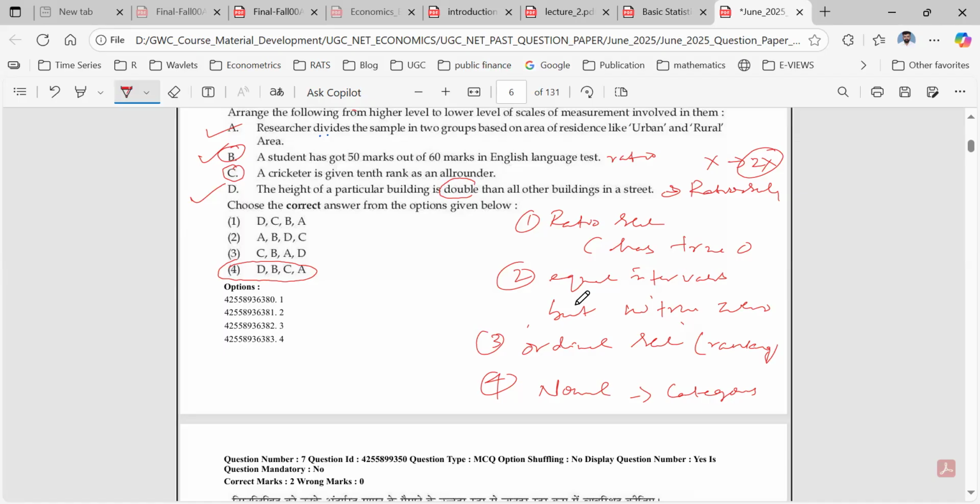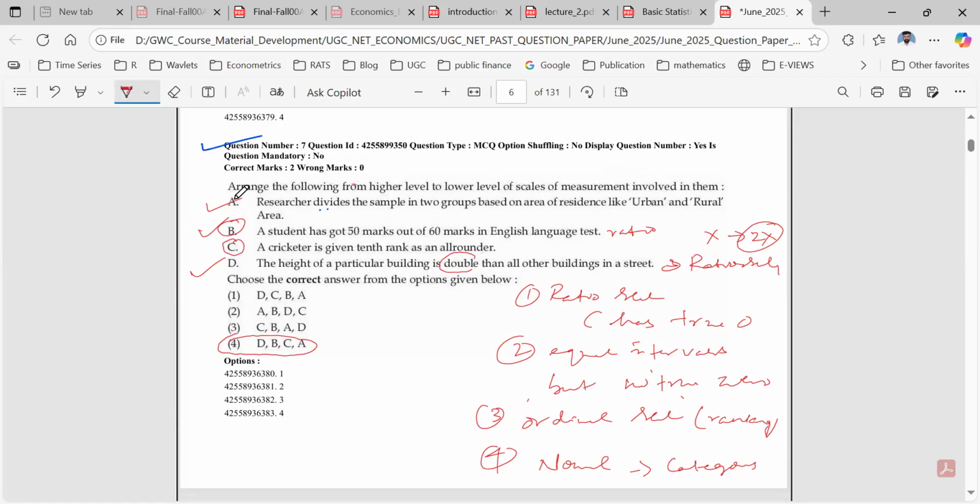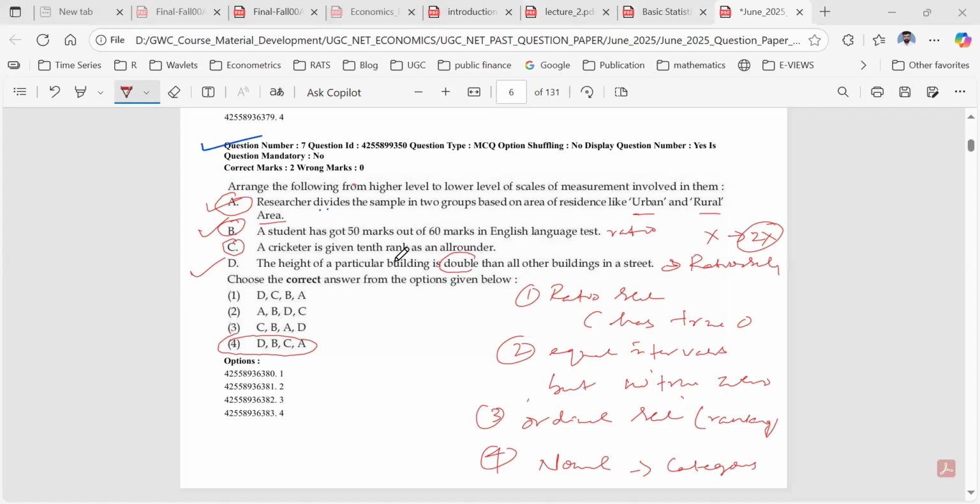And then one more statement is not actually analyzed. That is urban versus rural. So this is just a nominal scale, the lowest level of information. Because there are categories, but there is no inherent order or natural ordering in this urban and rural area. Is it clear, Sangeeta?